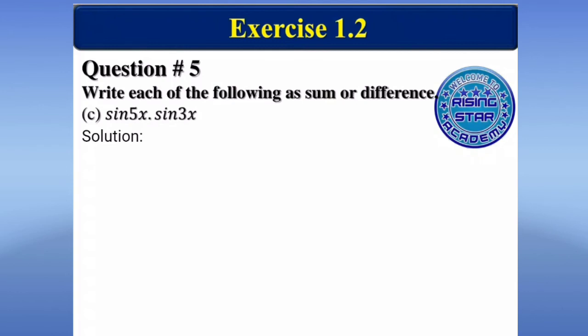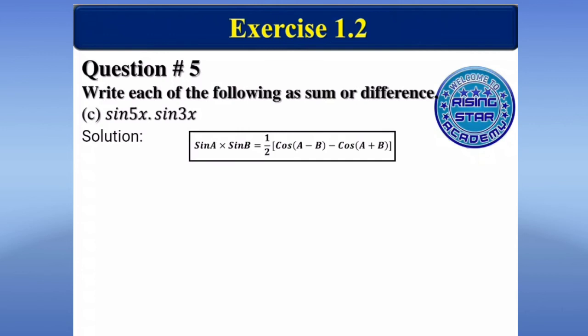So here we have part C. Part C is sine 5x into sine x. So we will use the identity. Let me write. So I would apply according to it. Sine of 5x into sine of 3x. My A value is 5x and my B value is 3x.